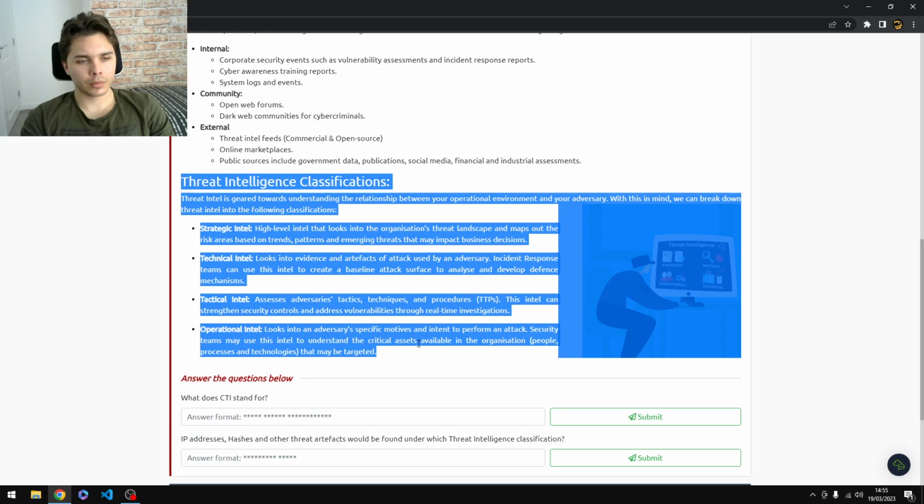Tactical intel: assesses adversaries' tactics, techniques, and procedures, TTPs. This intel can strengthen security controls and address vulnerabilities through real-time investigations. Operational intel: looks into an adversary's specific motives and intent to perform an attack. Security teams may use this intel to understand the critical assets available in the organization, people, processes and technologies, that may be targeted.